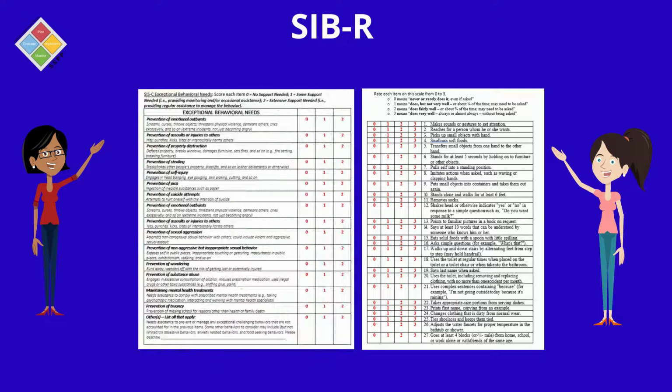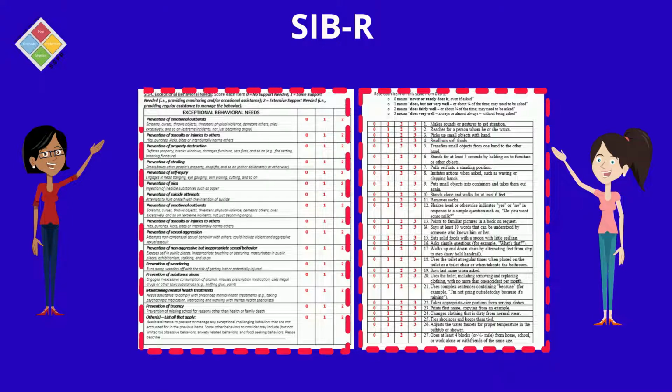There are two assessments that need to be done, and both are done by teachers. These are called the SIB-R and the SIB-C. The results of both assessments will be shared with parents or guardians for the purposes of confirmation.